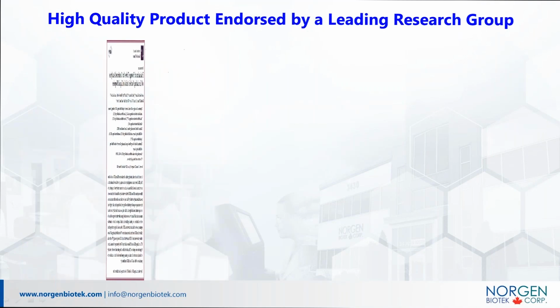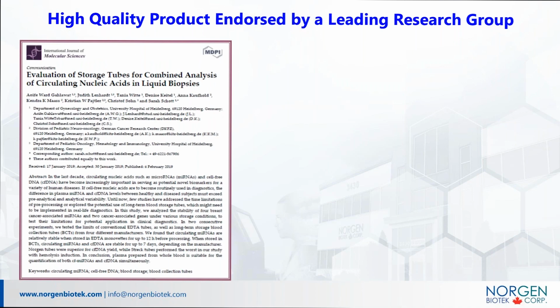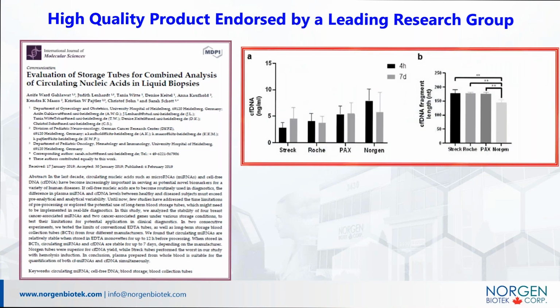So a few days ago, like I think 10 days ago, there was a very good publication from a German hospital institute in Germany. They evaluated the storage of circulating nucleic acids in plasma. They evaluated 4 tubes: Norgen's tube, PAXgene from QIAGEN, Streck, and Roche. And they evaluated both the DNA preservation and the RNA preservation.